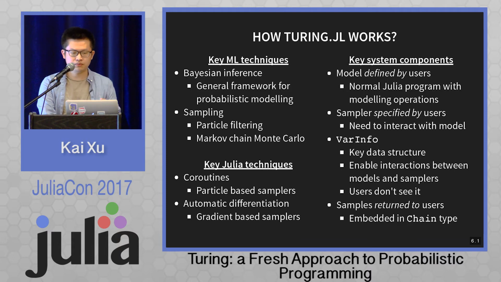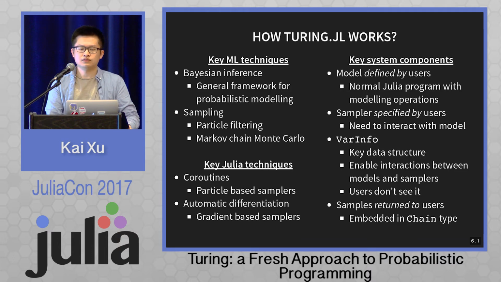So how Turing works in a bit more detail: the key machine learning idea here is Bayesian inference, which is a general framework for probabilistic modeling. Turing automates this by using sampling algorithms. The key Julia techniques we use are coroutines, which are used in the implementation of particle-based samplers, and AD, automatic differentiation, which is used in gradient-based samplers.